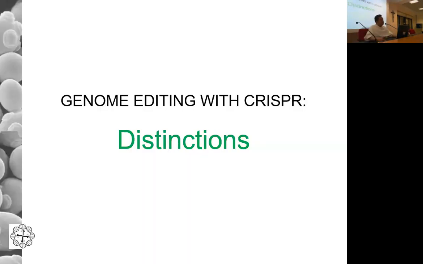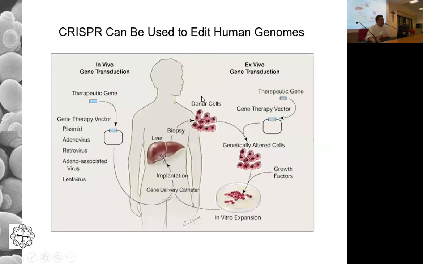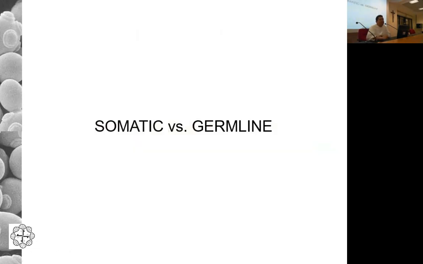In this presentation, I would like to focus on the ethics. And I'd like to begin with a couple of distinctions to distinguish different things with CRISPR. So we already have gone over ex vivo versus in vivo. Ex vivo is the genetic editing of the cells happening outside the patient's body, while in vivo gene editing happens inside the patient's body. The second distinction is somatic versus germline.